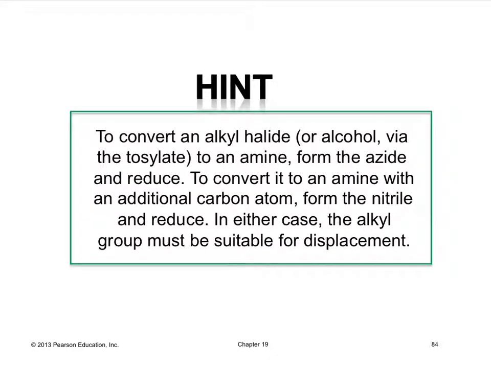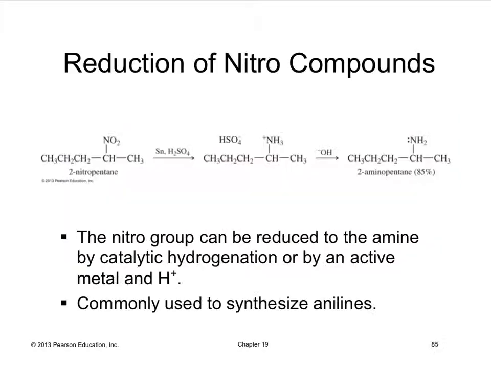Important thing to note is that to convert an alkyl halide or alcohol via tosylate to an amine, form the azide and then reduce. To convert it to an amine with an additional carbon atom, you want to form the nitrile and then reduce. In either case, the alkyl group must be suitable for displacement.